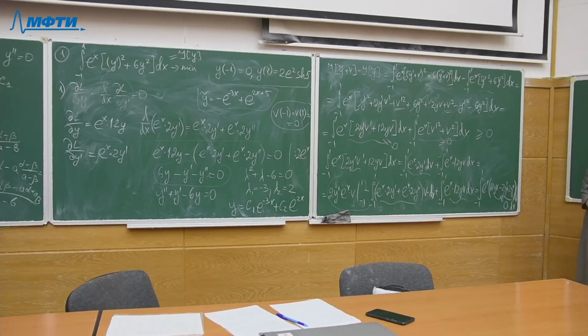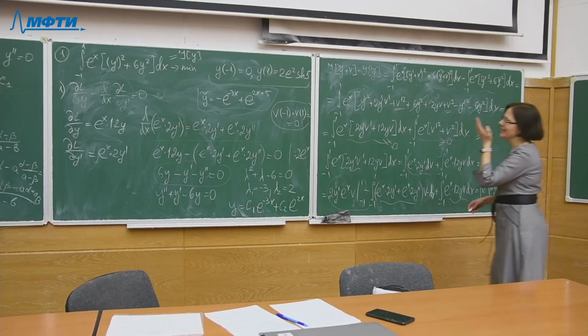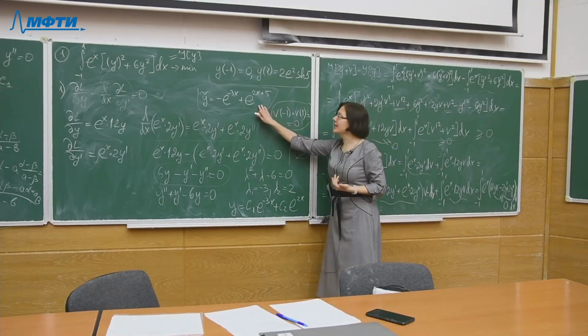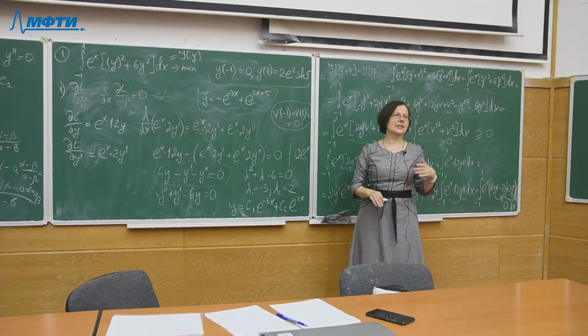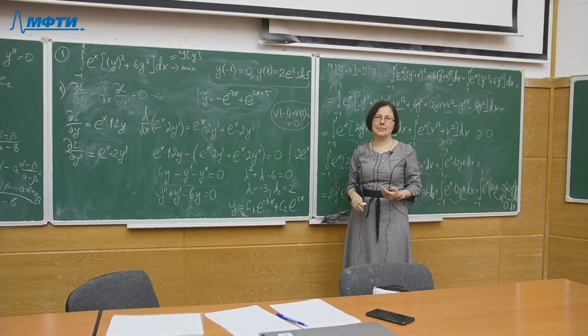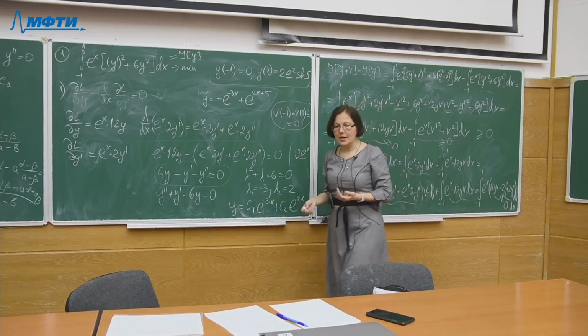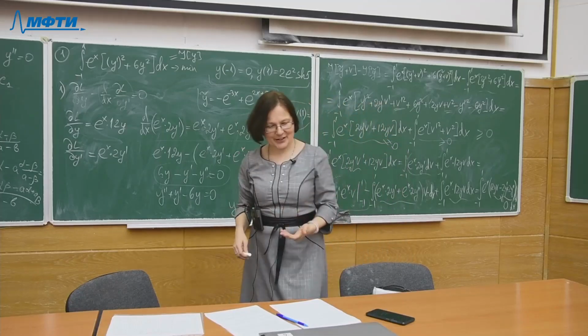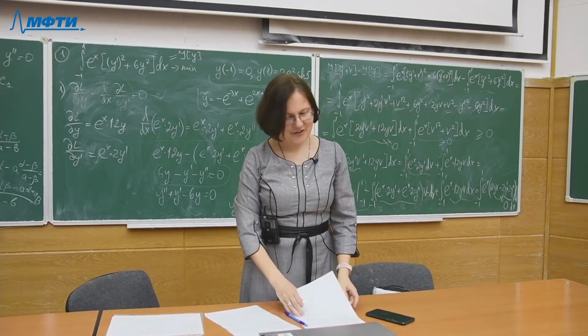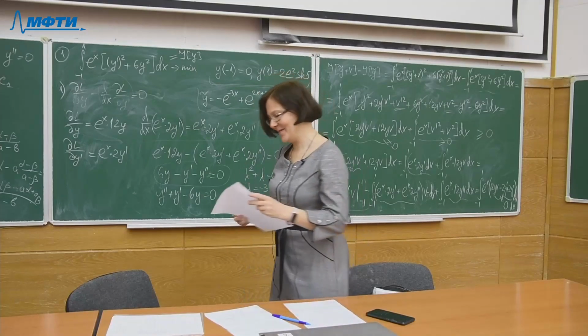So we can prove that the critical function for this functional is actually a minimizer. So this is the way to prove this, to check this. Okay, do you want to try to solve something? Okay, I will help you.